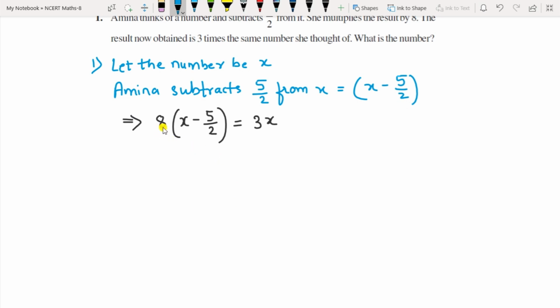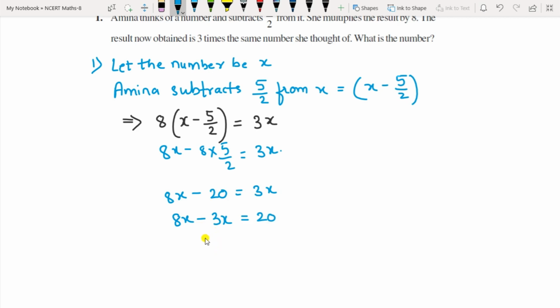So first multiply 8 inside the bracket. You get 8x minus 8 into 5 by 2 equal to 3x. Do the cancellation. 2 fours are 8. It becomes 8x minus 20 equal to 3x. So now take the like terms together. So 3x is plus here, it comes to this side, so it becomes minus 3x. 8x minus 3x equal to 20, and 8 minus 3 is 5x equal to 20.